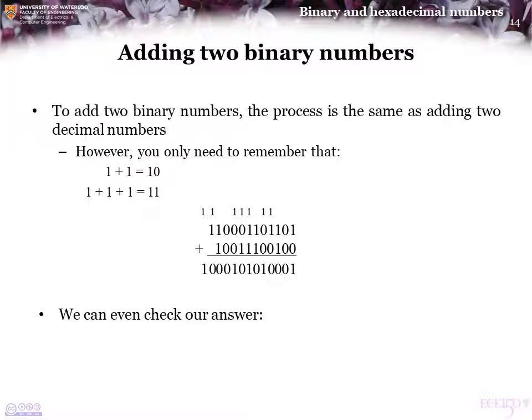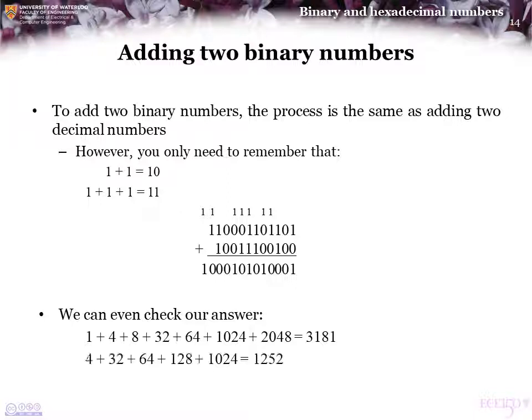Humorously enough, we can even check our answer. Notice that in decimal, the first number represents 1 plus 2 to the 2 plus 2 to the 3 plus 32 plus 64 plus 1024 plus 2048. If we add all these numbers up, the first binary number represents 3181. The second number, if we look at each of the 1 bits, we see that the second number represents 4 plus 32 plus 64 plus 128 plus 1024. Adding all of these together gives us 1252.